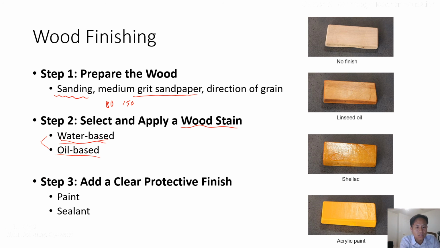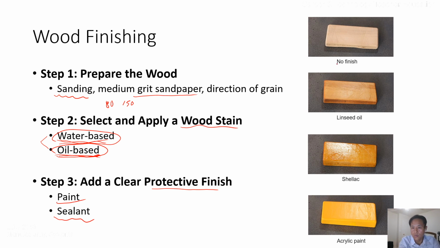The water-based creates a more natural feeling. That's why I love water-based. But oil-based is a thicker coating, and oil-based can better protect the wood from alcohol. If you want to protect your wood from alcohol, such as in the kitchen, you need to use oil-based. In other cases, you can use water-based. Then add a clear protective finish such as paint or sealant. This is the process of wood finishing.